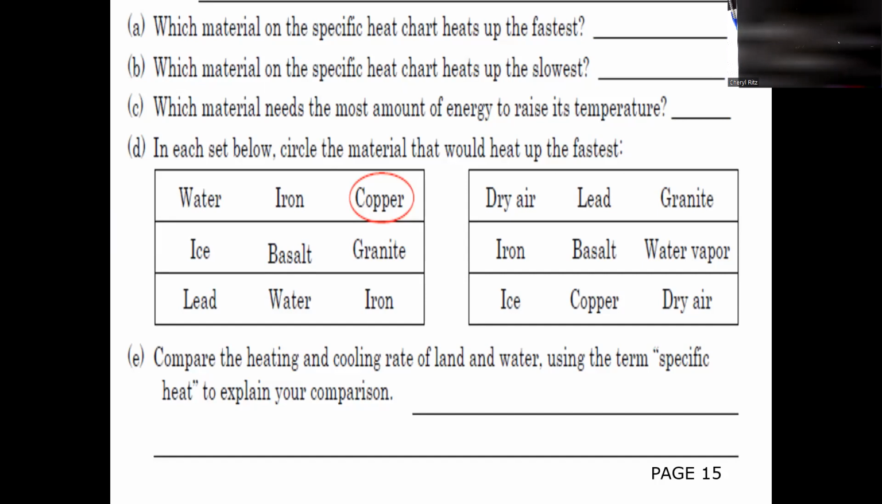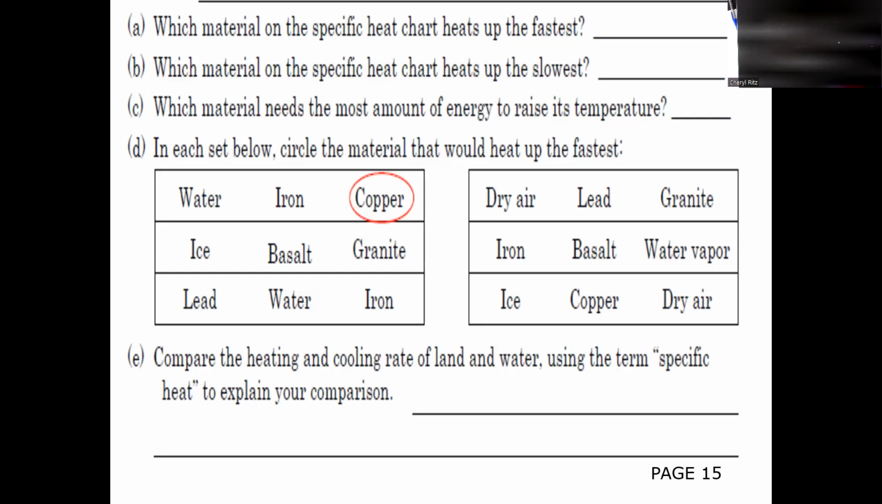Which material on the specific heat chart heats up the slowest? Water. Oh, guys, did I forget to point out, did you notice that it says liquid water, solid water, and then water vapor? And did you also notice they have different numbers for each one? So just be very careful. You should probably label that liquid water.